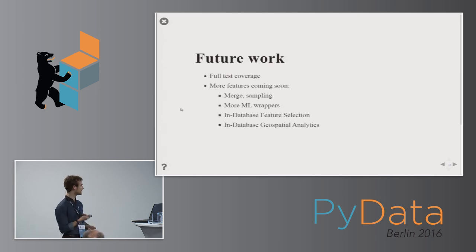Maybe what would be interesting is to have some functions for retrieving samples of the data in a clever way, maybe stratified sampling or something like this. And we want to provide more machine learning wrappers. As I said, there are more algorithms that are already available. And we will soon integrate the work I've been doing in feature selection. And I have a few colleagues working on in-database geospatial analytics.